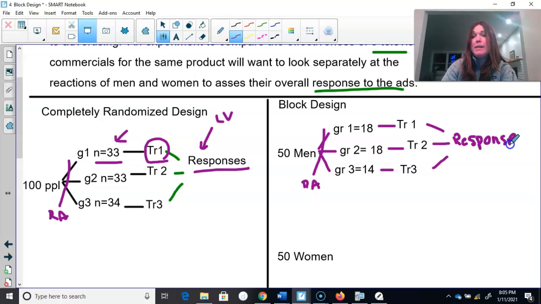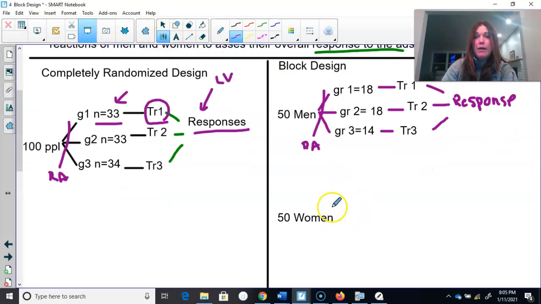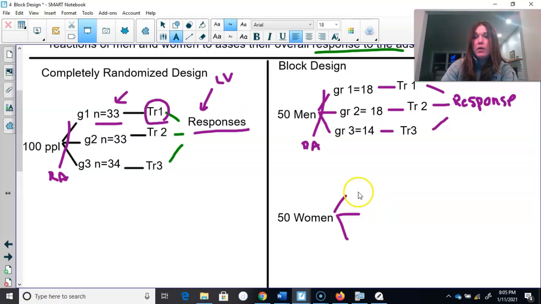And we're going to do the same thing now for the women, okay? The same thing for the women. So again, I would break them up into their 3 groups. Group 1, oh, I don't like doing that because I'm not as good there. Group 1 would equal 18 women. Group 2 would equal 18 women.